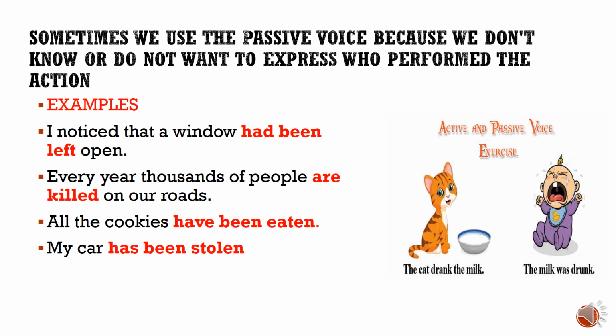So number one, I noticed that a window had been left open. Every year thousands of people are killed on our roads. All the cookies have been eaten. My car has been stolen. So these sentences are all in the passive voice. And by the way, at the end of the sentence you can write "by" and add the subject, which was at the beginning. But because I told you that sometimes the subject is not that important, there is no need to add "by".